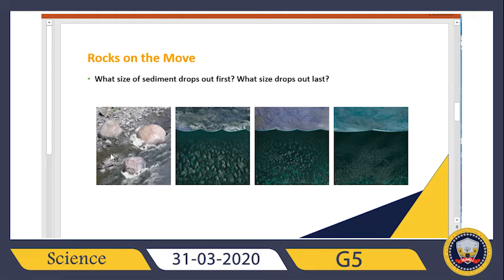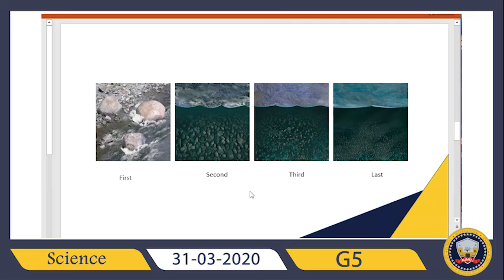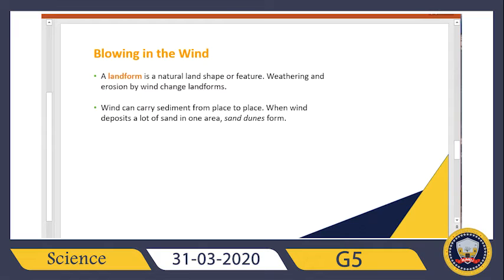Of course, the bigger ones will drop out first, and the smallest ones will drop out last. We can order them like this. The first to drop out will be the biggest ones, and the last will be the smallest ones. They can reach the shore, reach the beach, remember? So we learned erosion by water.